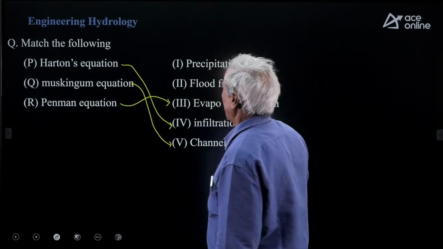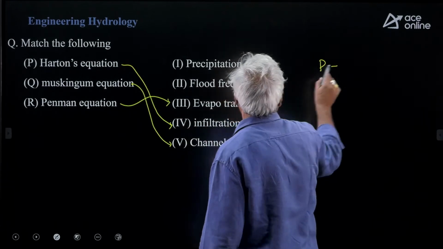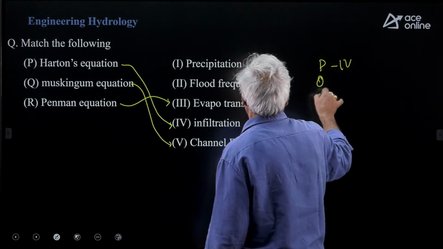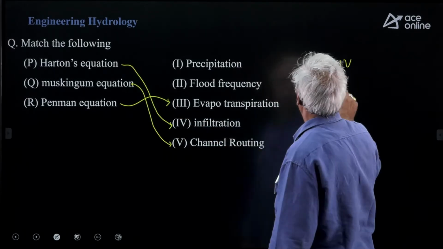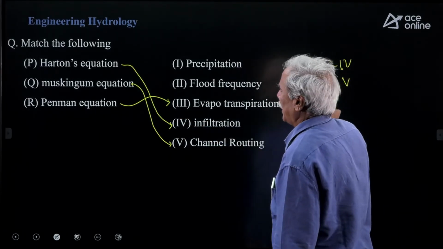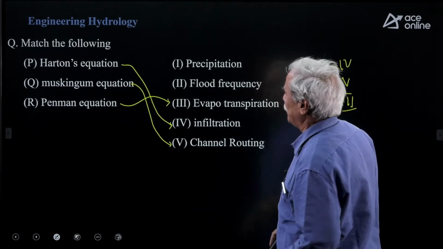First and two are not there. So the correct matching is P4, Q5 and R for 3. This is the correct option.